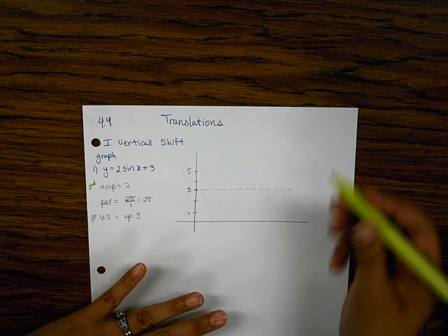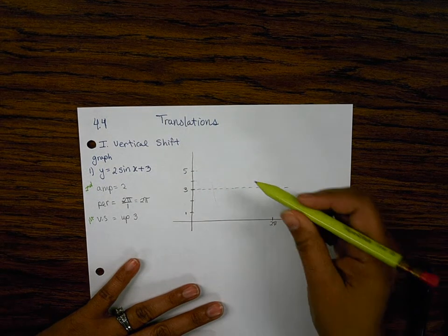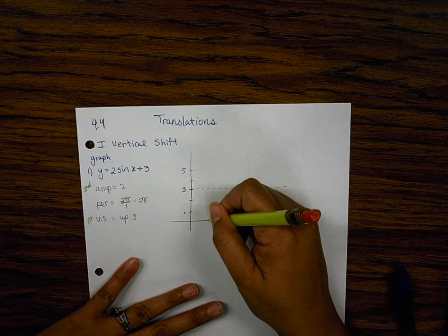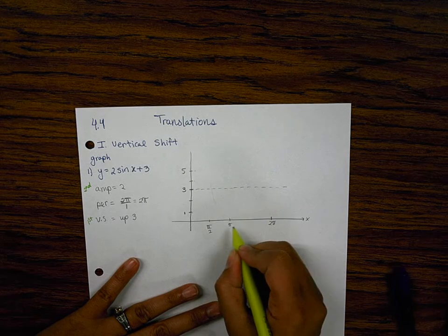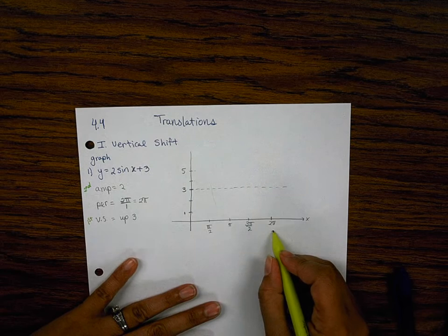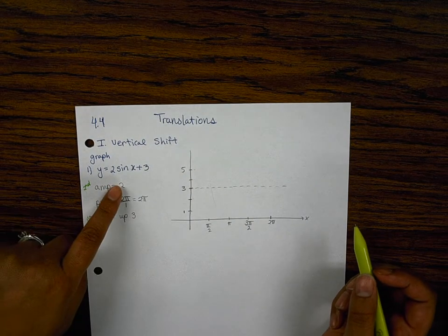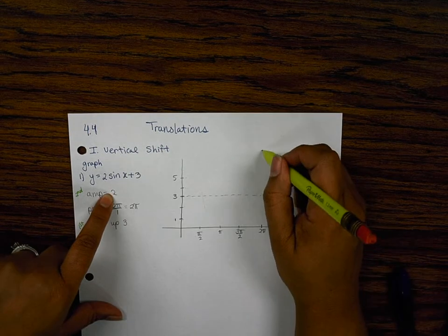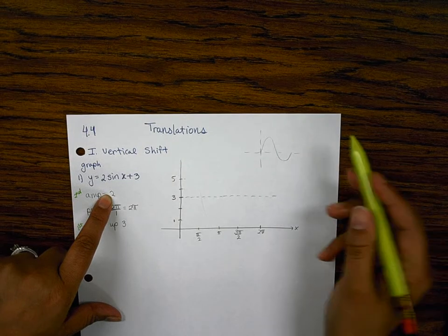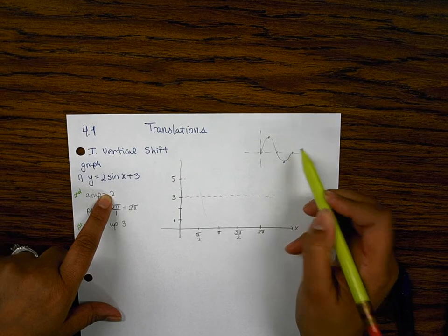Period is 2 pi, just like we're used to. So this is going to be 2 pi. And then we do 2 pi cut in half is pi. Pi cut in half is pi over 2. 1 over 2, 2 over 2, 3 pi over 2, and 4 pi over 2. And it is a sine graph, which means it's the snake shape. It's the one that looks like that, which means it starts at 0, has a maximum, goes back to 0, minimum, back to 0.